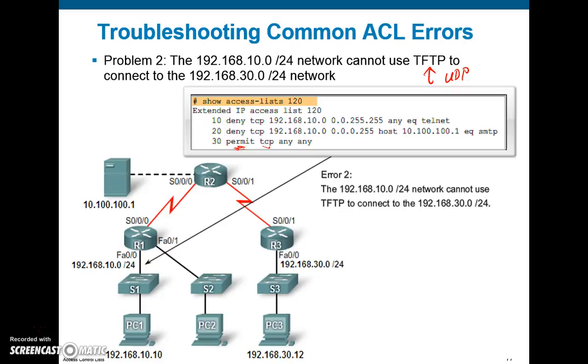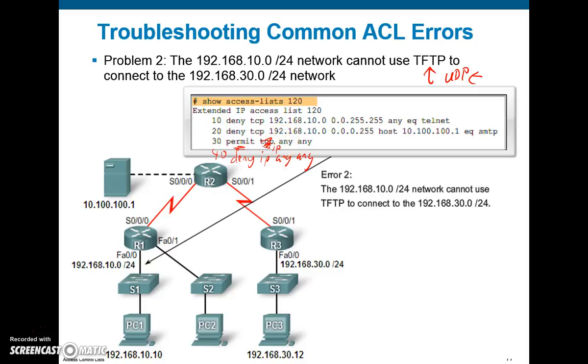So this means that, if you remember the implicit deny any rule, the final rule of every ACL is a deny IP any. So all other packets, including this TFTP packet, will be dropped by this implicit, hidden rule at the end of every ACL. So if you want to allow all other packets, you should change this to IP instead of TCP.